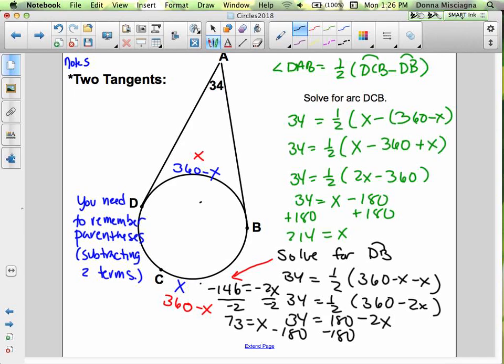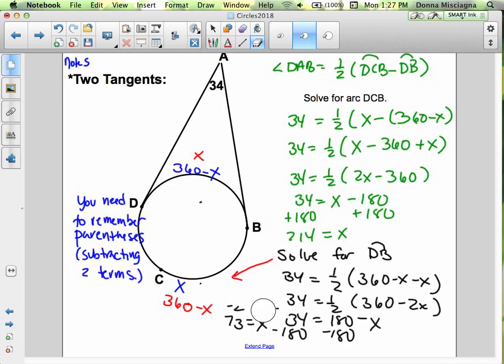Distributed the 1/2. Oh! Now I see it. I only multiplied one term by the 1/2. So that should have been, 1/2 times 360 is 180. 1/2 times negative 2x is just negative x. All right, so you don't even have to do a formal check, but look at your answers. They should add up to 360. And then we could see that wasn't going to add up to 360. All right, let's try that again.